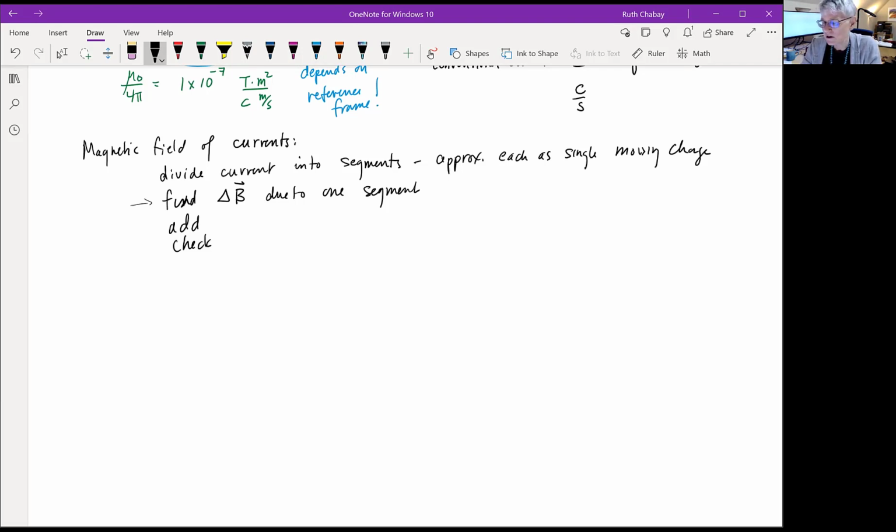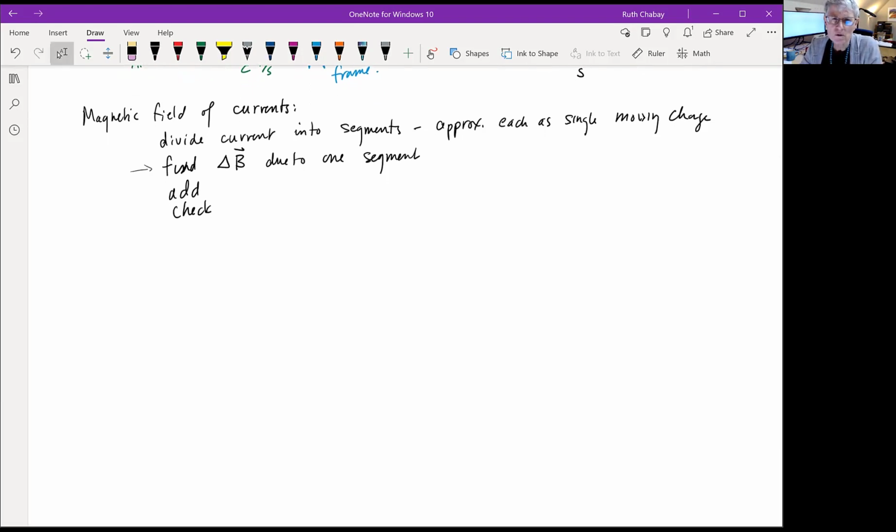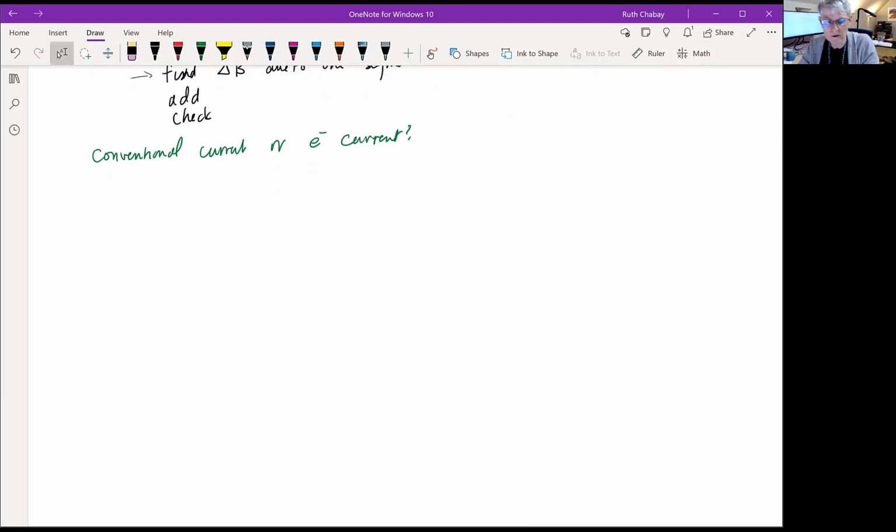One question though is: would we work with conventional current or electron current? The electrons are what's really moving in these currents. So what do we use? Well, it turns out that it actually doesn't matter in many situations which we use. And here's one way of thinking about it.